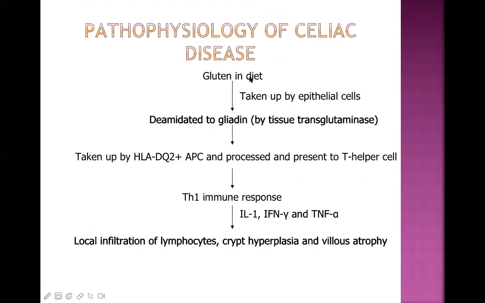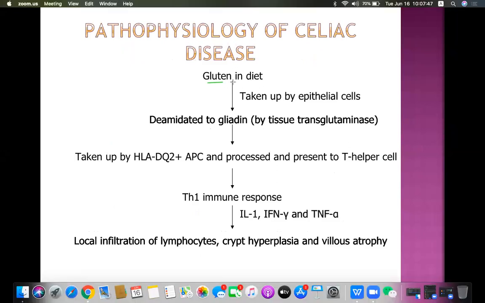Now let's talk about what type of reaction is going on inside the bowel. The person has taken gluten containing food. See this, gluten in the diet. Now it is taken up by epithelial cells of the small intestine, mainly jejunum and ileum. Inside this epithelial cell, gluten is a bigger type of protein, so it is deamidated to gliadin, a small type of protein, by the tissue transglutaminase enzyme.